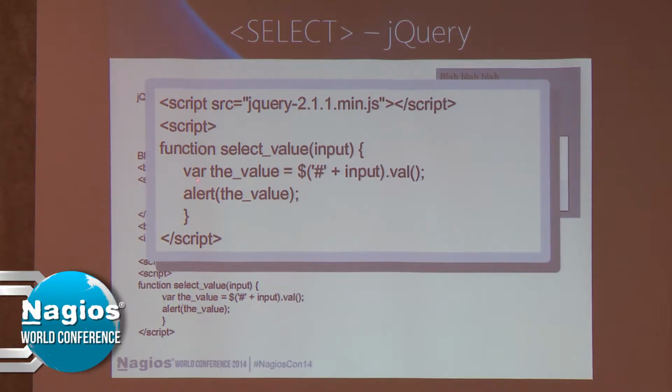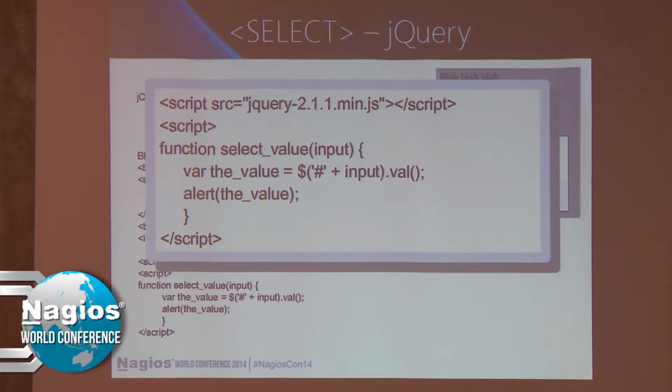And in this case, all we have to do is one line to get the value. This is the variable we're defining. The way you reference ID objects with jQuery is with a hash. So this is just a concatenated string of a hash plus the variable we've received. So it'll be hash ID select .val.